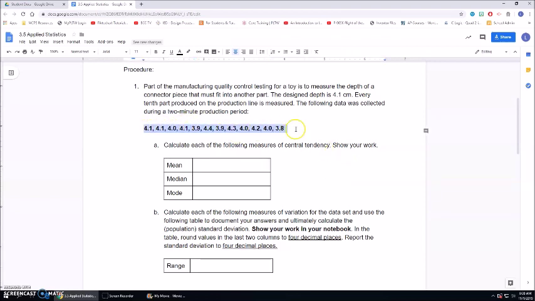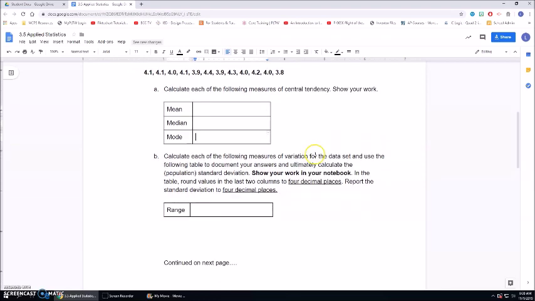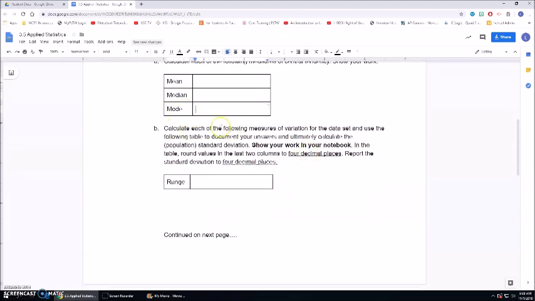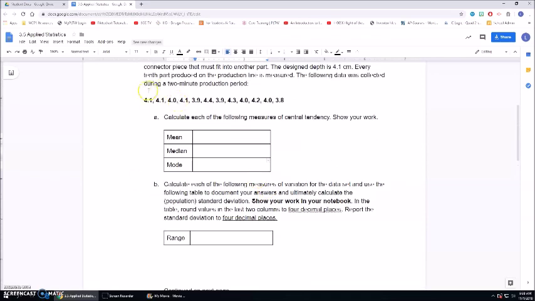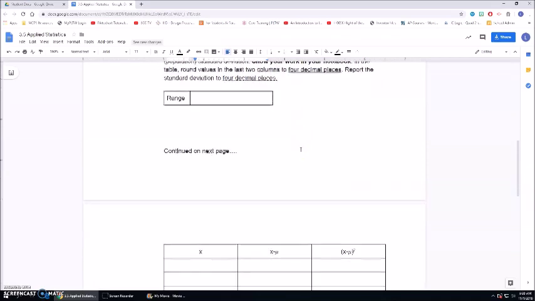So again, this is the data that you're using, and you're going to calculate the mean, median, and mode. If you do not remember how to do that, go back to the PowerPoint. It'll walk you through. And then you're using that same data to calculate these values down here. So you're going to use this data to calculate the range. Remember, the range is the difference between the maximum and minimum value. Please note, these are not in numerical order right now, so you're going to have to fix that.